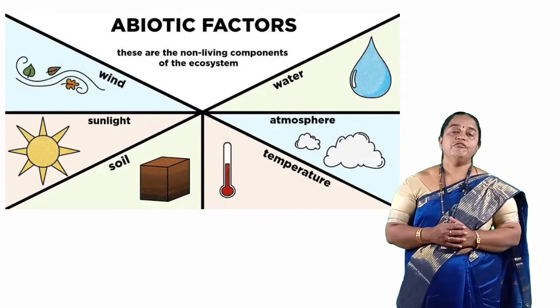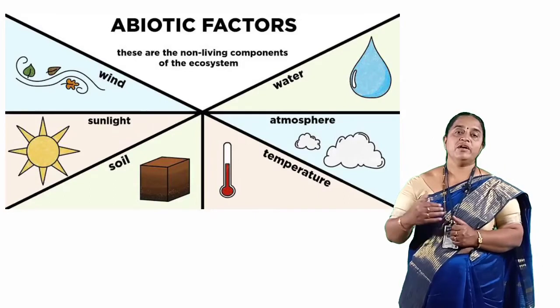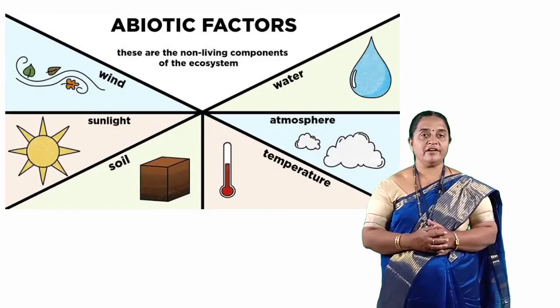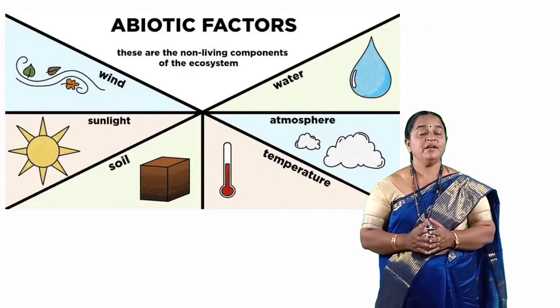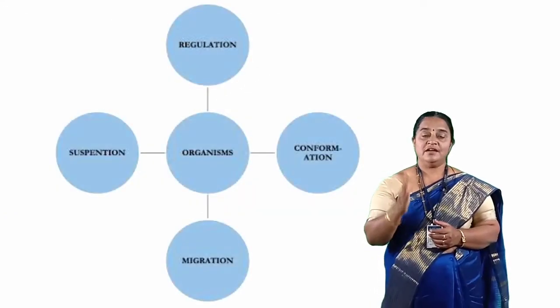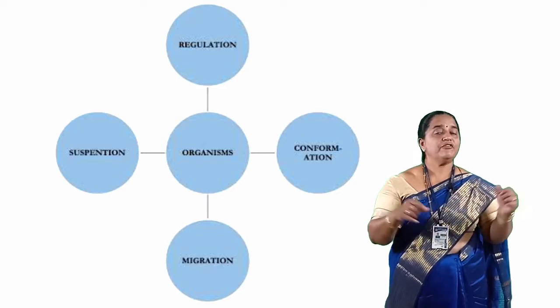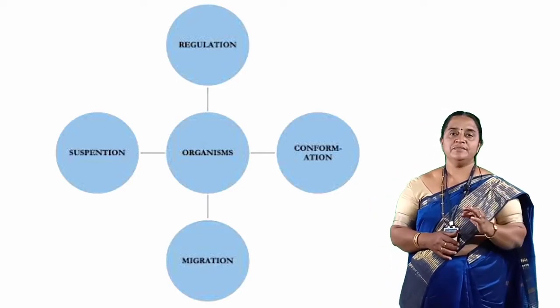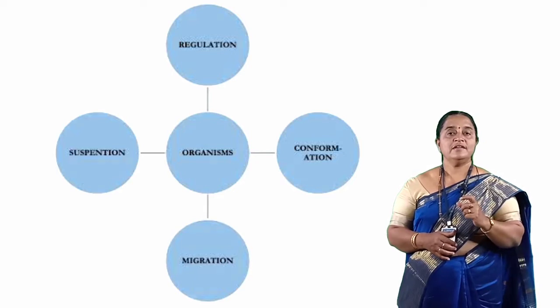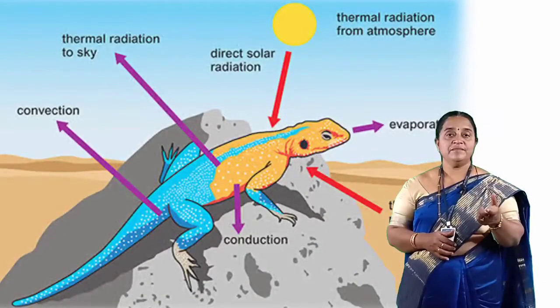Then we have learned the 4 groups of organisms which respond to these abiotic factors. Accordingly, we categorize them as regulators, conformers, migrators and suspenders. Apart from this, every organism on this earth has an adjustment ability.